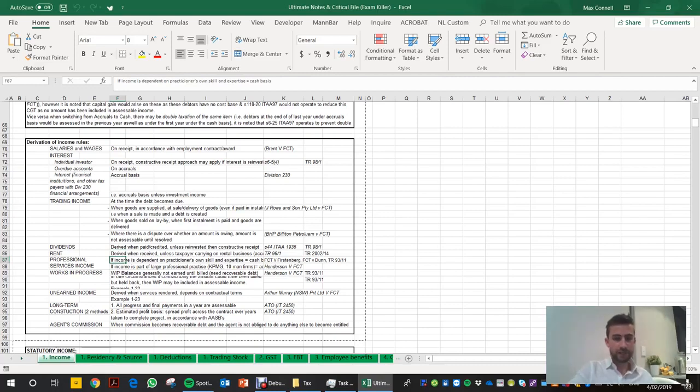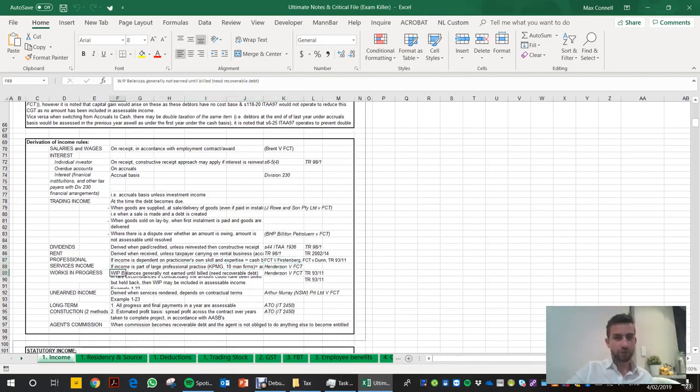Professional services income. This is a trick one, and it often comes up in those 10-mark quizzes. It comes down to these two questions. If it's dependent on a practitioner's own skill and expertise, it's cash basis. However, if it's part of a large professional practice, think of a large accounting firm, it will be on an accrual basis. So a sole trader plumber is cash basis, and a large professional practice is accruals. Here are the relevant cases over here.